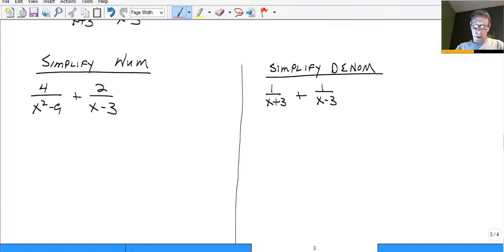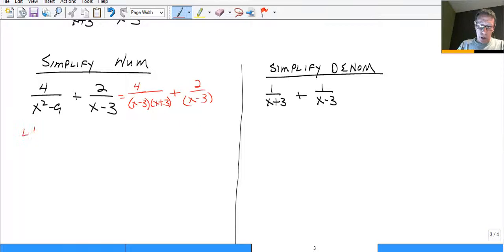Let's work on it. So we have 4 over x squared minus 9 plus 2 over x minus 3. And let's go ahead and factor that. So that's going to be 4 all over x minus 3, x plus 3. That'll be added to 2 all over x minus 3. Okay, so we know we have to convert this into equivalent fractions with a common denominator. So let's go ahead and figure out what that is.